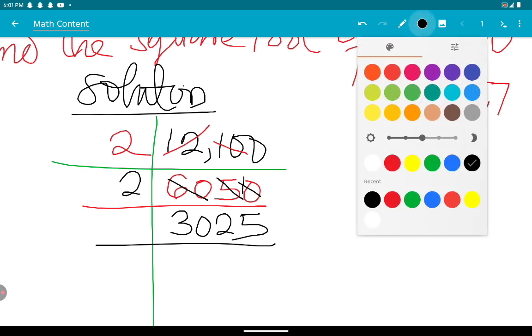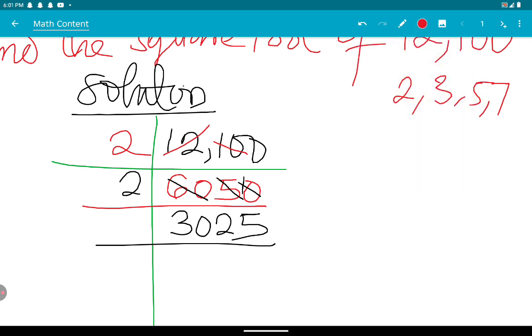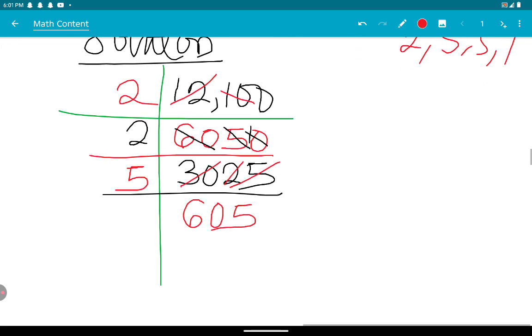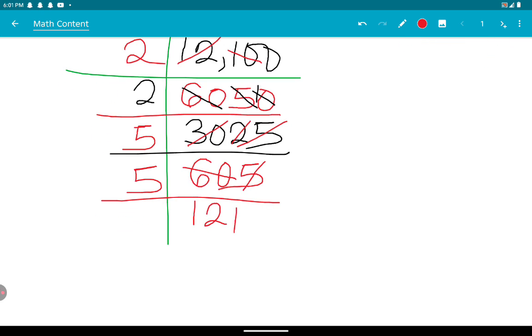So what do I do? I use 3. 3 cannot divide. So I use 5. 5 in 30 is 6. 5 in 2 is impossible, so 0. Then 5 in 25 is 5. Make sure you do it to the lowest term. 5 can still divide, so let's divide again by 5. 5 in 60 is 12. Then 5 in 5 is 1. Oh, 5 cannot divide again.